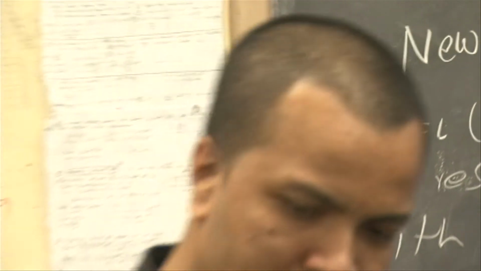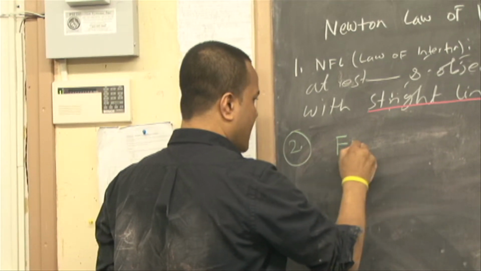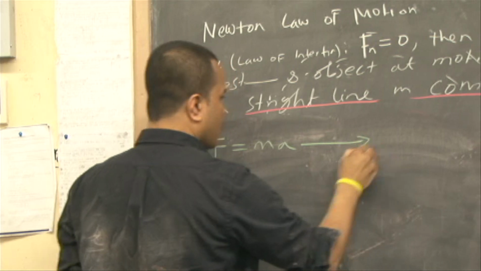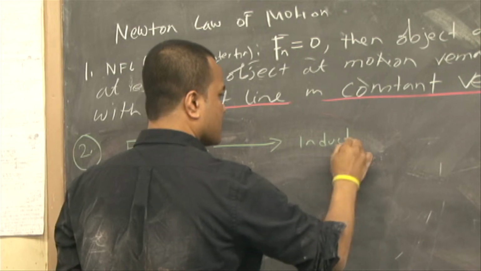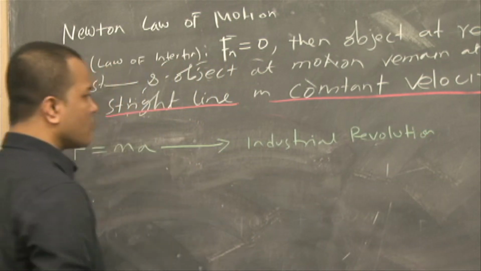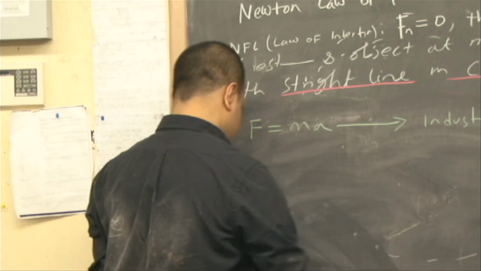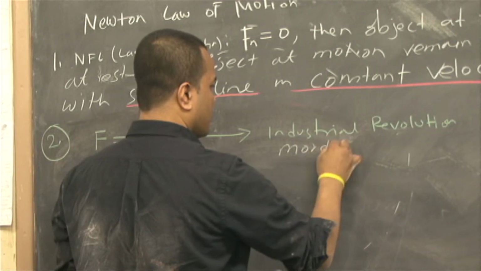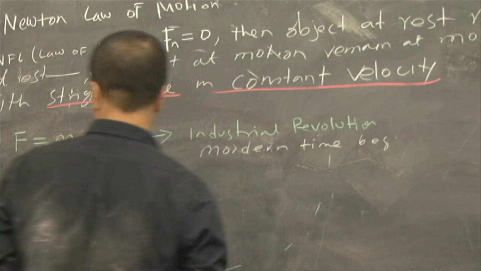The main idea is that F equals ma, Newton's second law, led to the Industrial Revolution, removed all that darkness, and the modern time begins thanks to Newton's second law.